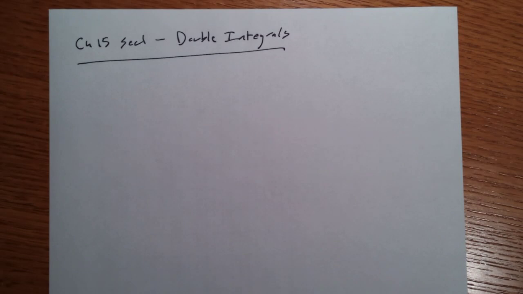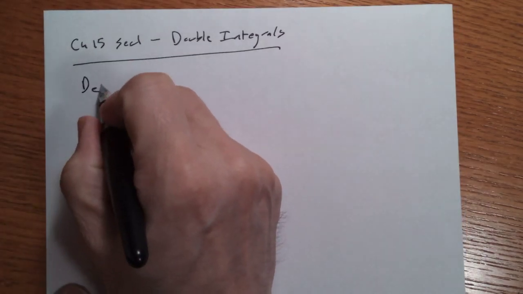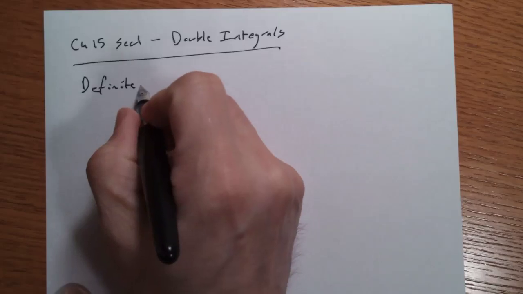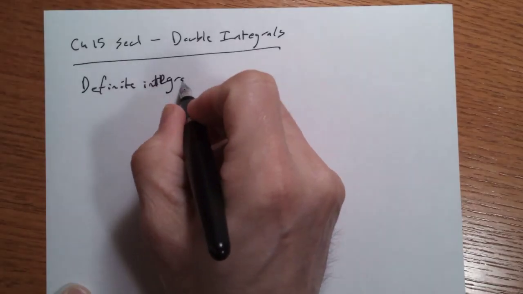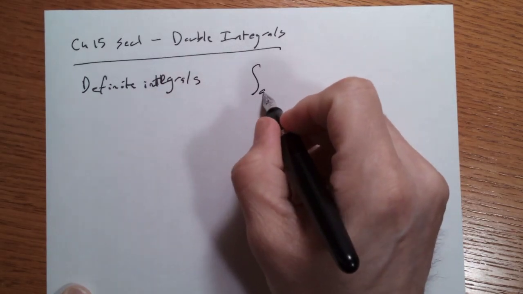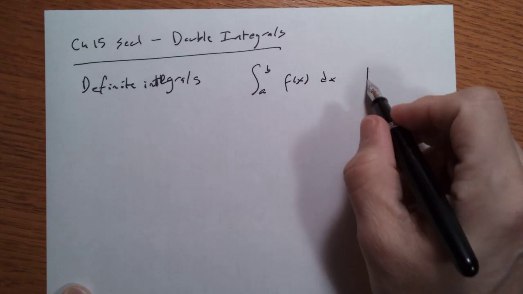We've just spent an entire chapter, several weeks on derivatives. Let's go the other way. Let's do double integrals. All right, wait a minute. If I'm going to do a double integral, I'm going to start with the idea of a definite integral. And let's start with the Calc 1 definite integral, the integral from a to b of f of x dx.